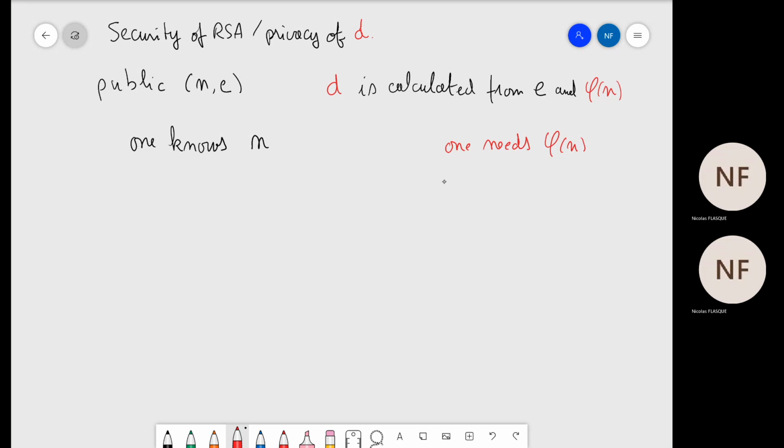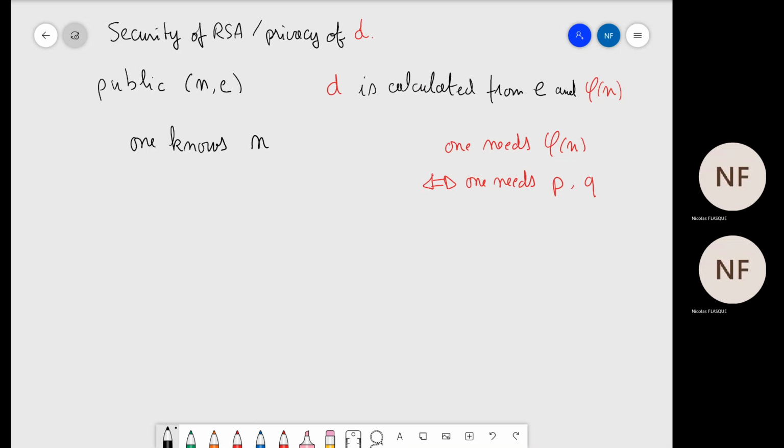So if you need phi of N, you also know how it's calculated. And knowing phi of N is equivalent to knowing the values of P and Q. Once you get the values of P and Q, you know that phi of N is P minus 1 times Q minus 1. So knowing D is equivalent to knowing phi of N, because you know how to calculate the result. If you have phi of N, you have the value of D. And knowing phi of N is equivalent to knowing P and Q.